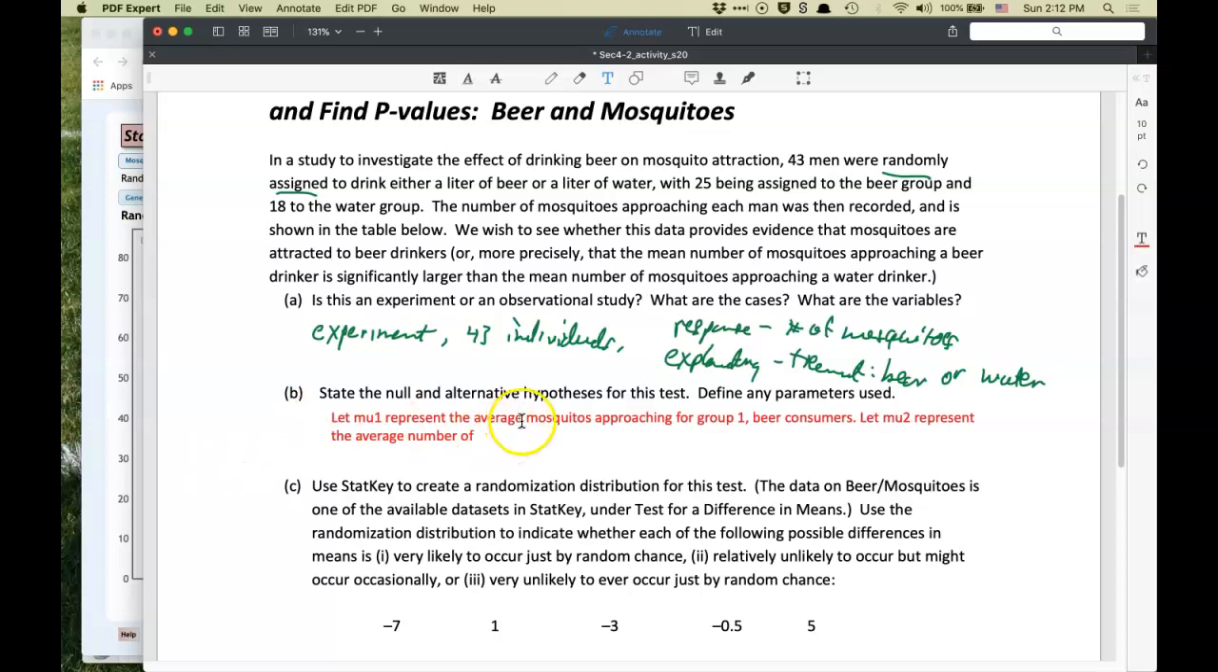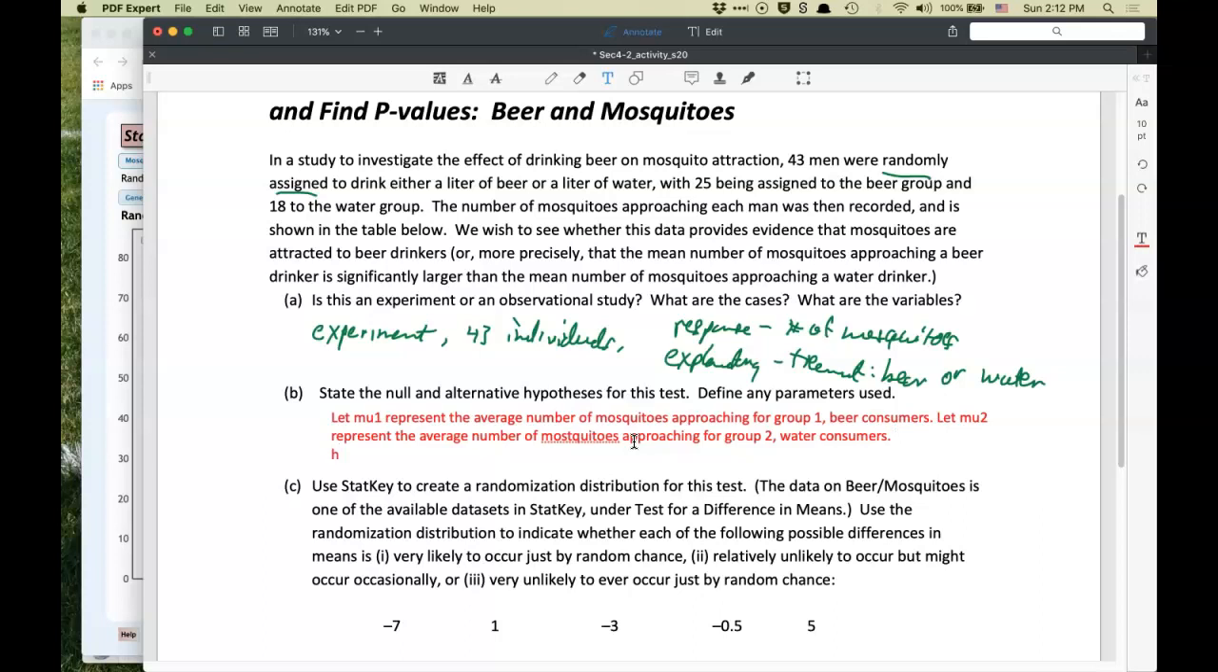Sorry, that should have been average number of mosquitoes, right? The average number of mosquitoes approaching for group 2, water consumers. All right, so that's the definition of the parameters.